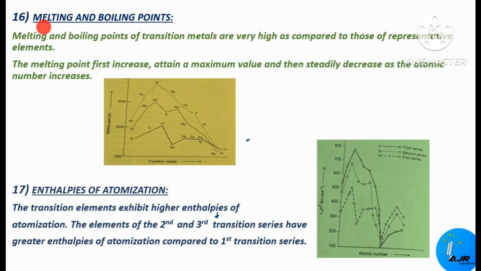Understood, students? Next important one is melting and boiling points. Melting and boiling points of transition metals are very high as compared to those of the representative elements. The melting point first increases, attains a maximum value, and then steadily decreases as the atomic number increases. The reason for the high melting and boiling points of the transition metals is their close packed structures. That's the main reason.